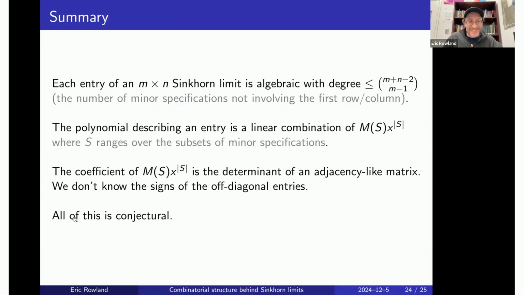So this is just a summary slide. I'll focus on this, which is that all of this is conjectural. This is very fitting for an experimental math seminar because we can't prove anything except for the 3 by 3 theorem that we have. But we think that the entries of n by n Sinkhorn limits are algebraic with degree at most this. The polynomials describing these entries are given by linear combinations of these things, and the coefficients come from determinants of adjacency matrices. So I'll stop there. Thanks very much.